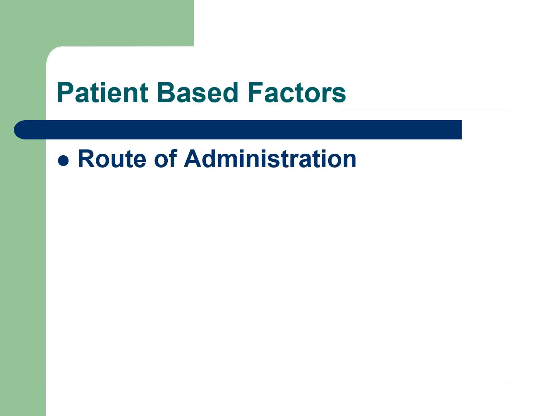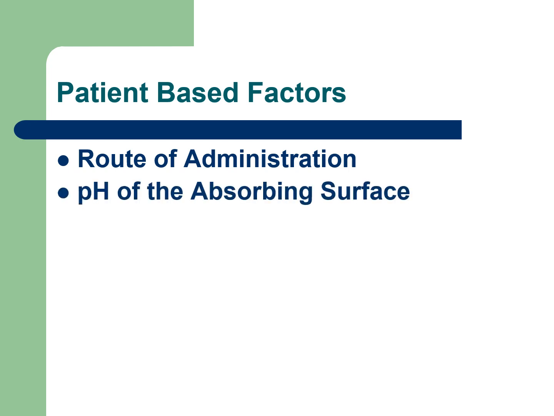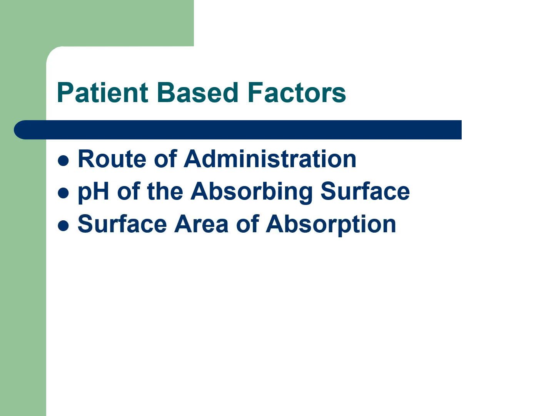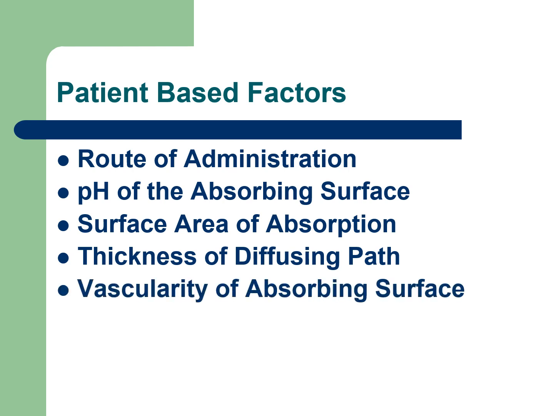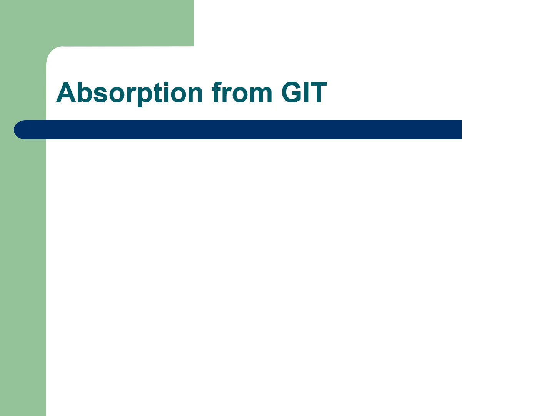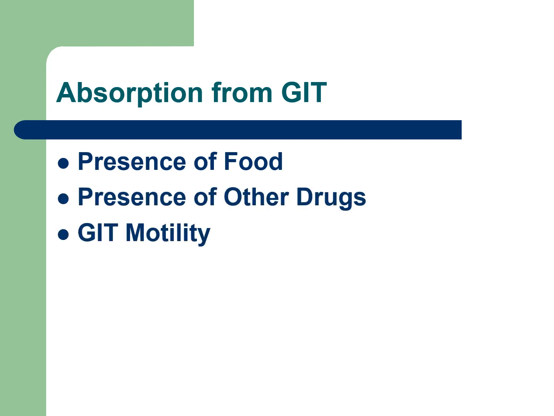So we also discussed the patient-based factors, and we have discussed in detail the routes of drug administration, and the pH of the absorbing surface. Surface area of absorption has a direct relationship. Greater the surface area, greater would be the absorption. Thickness of the diffusing path has an inverse relationship. Then vascularity has a direct relationship. Now, moving on to further details, which we have already covered, was absorption from the GIT. We have discussed all these factors.